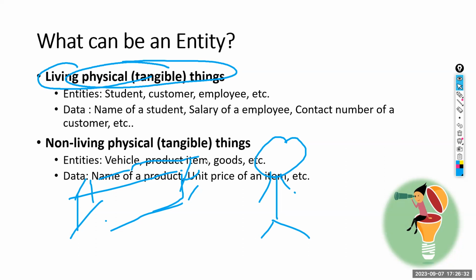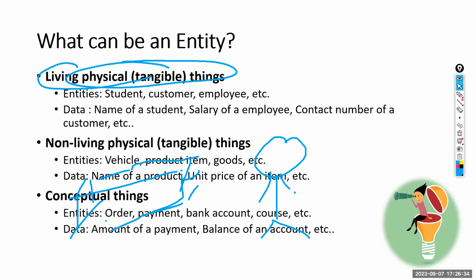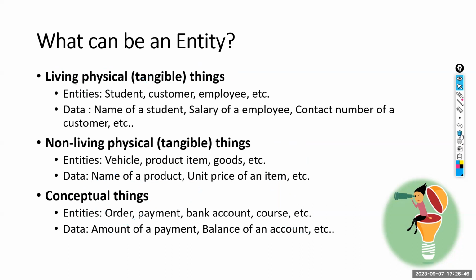The third type of entity is the entity itself is conceptual. Right? The entity itself is conceptual. So this is where the biggest challenge is. Right? For example, if I say a course, right?